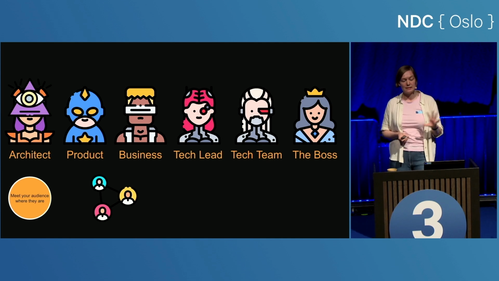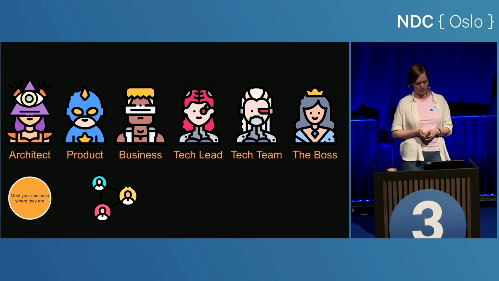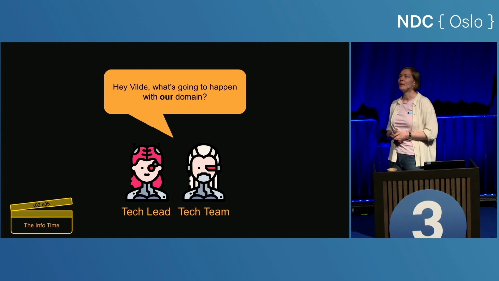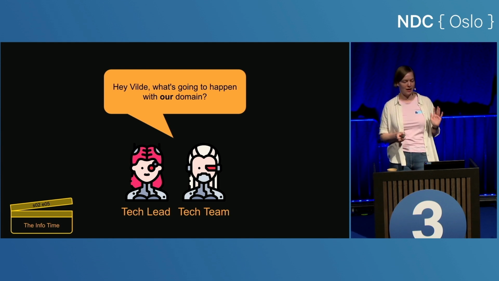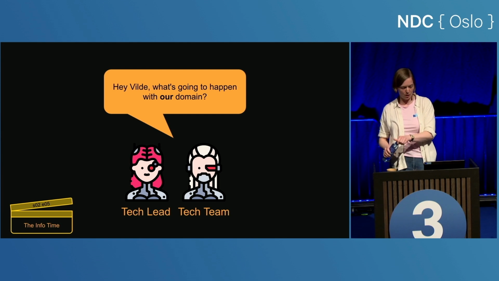So the product and business side, they really need to understand where the people are in this map. Put the people on the map. And then for tech teams, I get to use my very favorite trick, which is info time. Just a second.